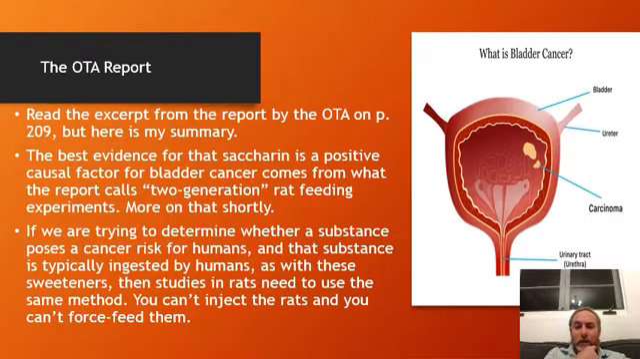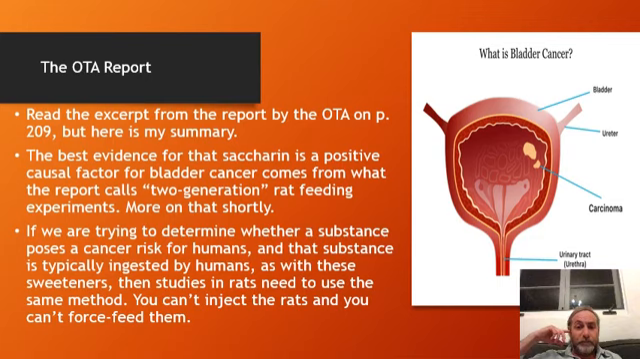So you can read that whole excerpt. It's on page 209. But here's me summarizing what they said in even less detail than a summary of the summary. The best evidence that they found for the causal hypothesis that saccharin is a positive causal factor for bladder cancer came from this report on what they call two-generation rat feeding experiments, and we'll explain what we mean by two-generation in a moment.